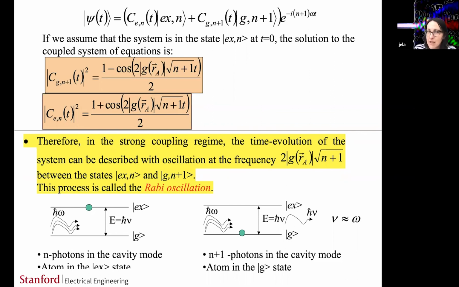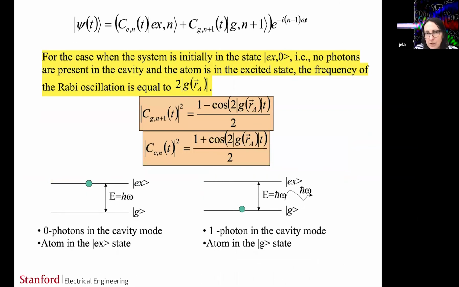If you start from 9 photons, or if you start from 8 photons, the rate would be 2g times 3, the square root of 9. So it depends on the number of photons you have initially. But of course, if you start with no photons in the cavity, which means the vacuum state, the rate would be 2g, which is why 2g is referred to as the vacuum Rabi frequency. You started with vacuum. But if you don't start with vacuum, it's 2g square root of n plus 1. So if you start with vacuum, it's vacuum Rabi oscillation. If you don't start with vacuum, then it's a higher speed of oscillation.